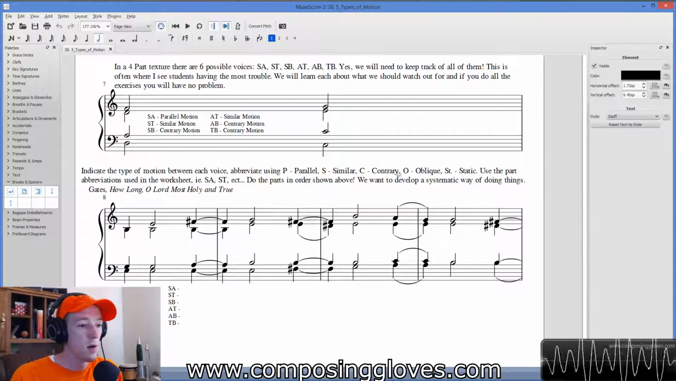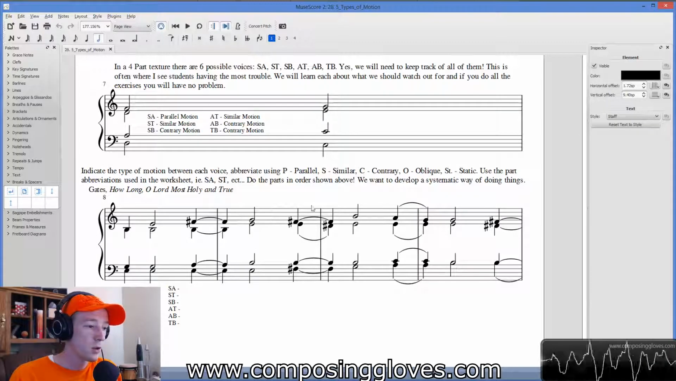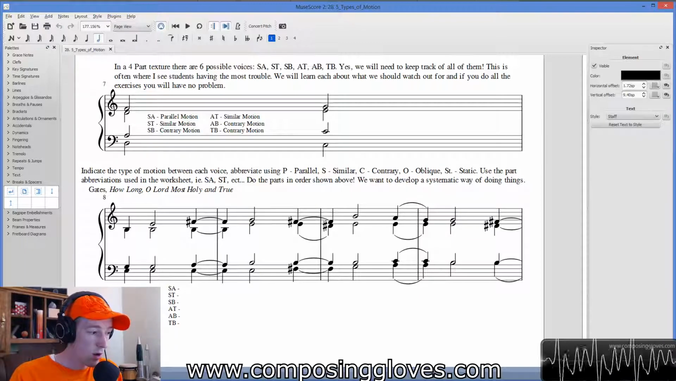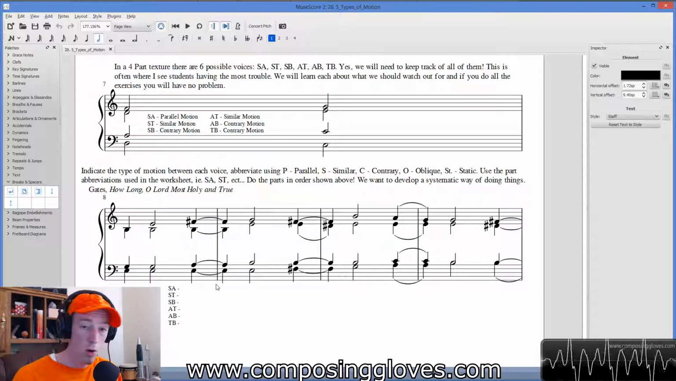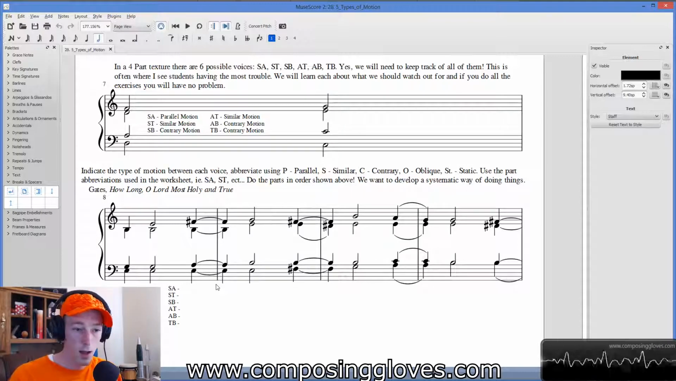We just want to develop a systematic way. For this, we always want to start with soprano, alto, and then go down the list. I don't want you doing soprano, alto, then jumping down to tenor, bass, then going to alto, tenor, and then all of a sudden starting with soprano, tenor. I don't want you jumping around the list like that. That's bad practice. We always want to go top down. We're developing an order, so that when we get into analyzing, we're already in a groove. It's not like a whole new enchilada every single time.